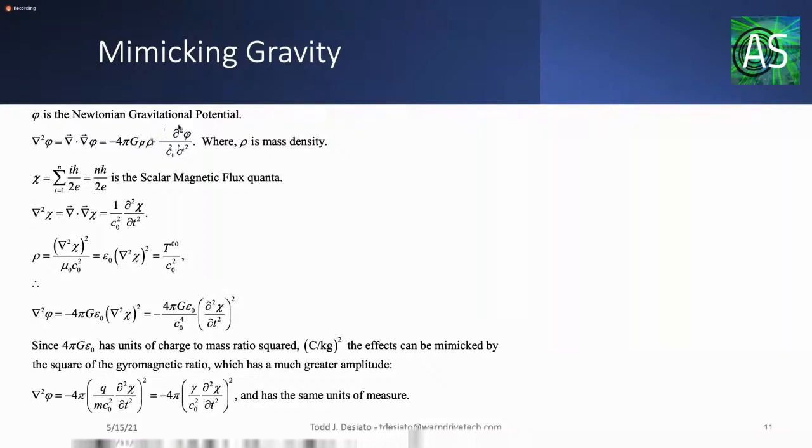And so if we do the same thing and exercise Poisson's equation, we get something very similar to what we have here. If we take these flux, that gives us a flux density, and we divide by mu naught c squared, we get a mass density. So we plug that into the first equation, and we get this leading constant 4 pi g E naught. And in terms of the flux alone, as a time derivative, you get 4 pi g E naught over c to the fourth times the square of the time derivative.